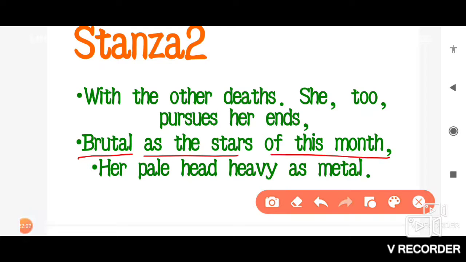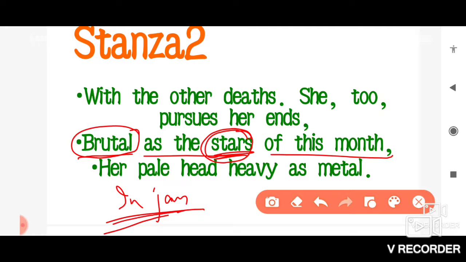Brutal as the stars of this month. अब snowdrop flower too has been referred to as brutal, and stars have also been referred to as brutal. इन दोनों को brutal कहा गया है. क्यों? अब stars को brutal क्यों कहा गया है? Because in Jan, in the month of Jan, in winter season, stars are fierce in light. Their light is so bright that because of their light, tons of animals die. And these brutal stars help in the slaughtering of these animals. Because of the light of the stars, predators are able to catch their prey.